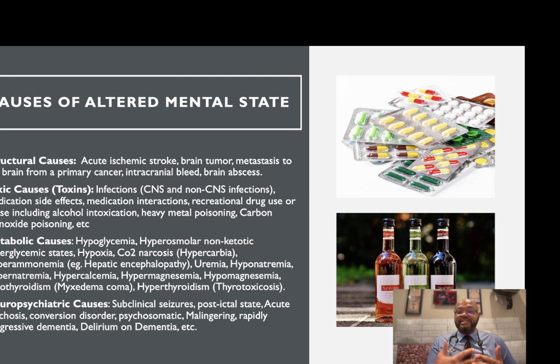So let's look at the causes of mental status change. This approach is in the clinical setting. This is by no means exhaustive, but this is how we approach it in the hospital to make sure that you've reviewed all the possible differentials. So you have to think of structural causes like an acute stroke, a brain tumor, metastasis to the brain from a primary cancer, an intracranial bleed, which is a huge one, brain abscesses, just anything structural.